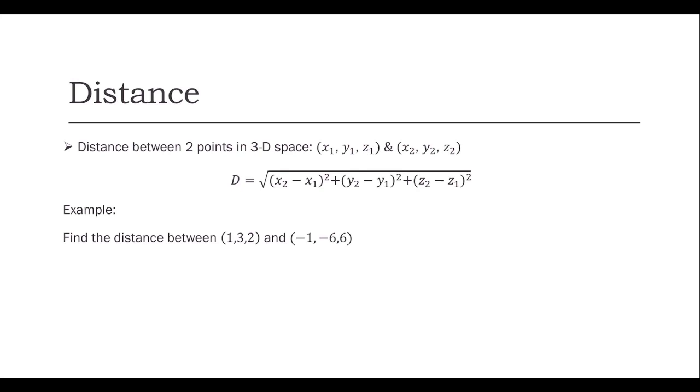So to find the distance between 2 points in 3D space, if your points are x1, y1, z1, and x2, y2, z2, your distance is going to be the square root of the difference between your x values squared plus the difference between your y values squared plus the difference between your z values squared. So this is kind of like your Pythagorean theorem.